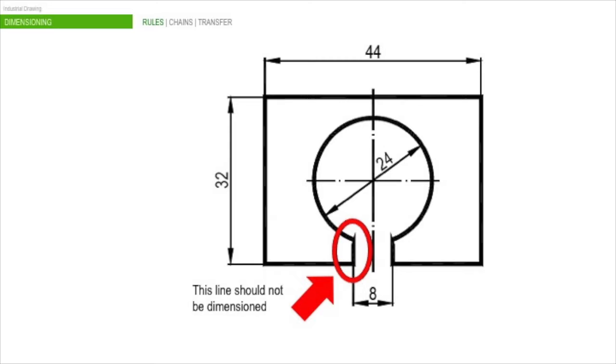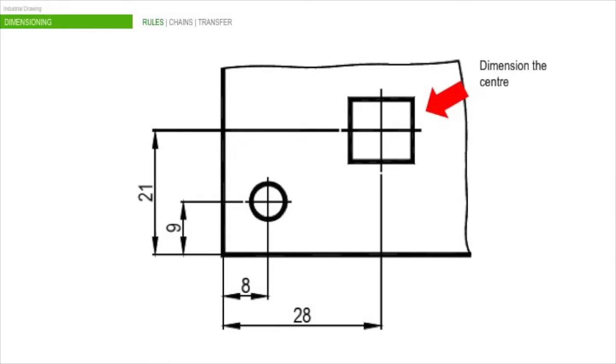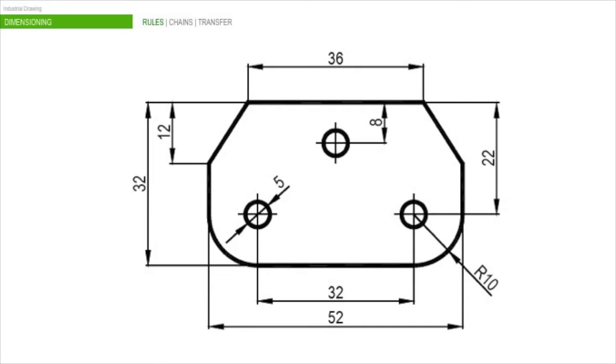We can see in the figure the small vertical line must not be dimensioned because it's a resulting line from the manufacturing process. When dimensioning holes, we must dimension the center of the hole. It's not necessary to repeat dimensions of repeated features. In this image, we can see that the 5 mm diameter holes are only dimensioned once.